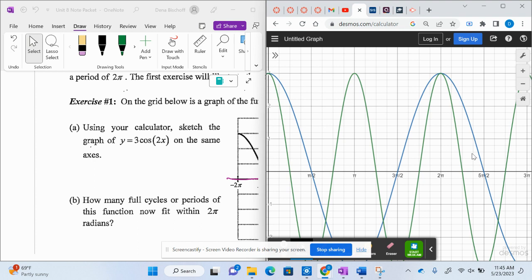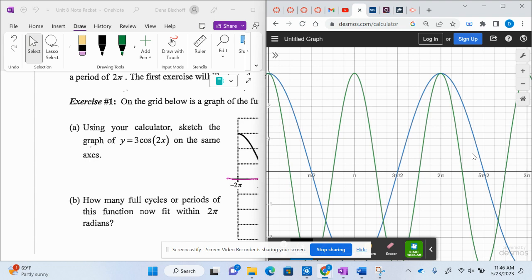Okay. Well, the blue graph is the function y equals 3 times the cosine of x. So if I were to just trace over this blue graph, and I know it goes off the page a little bit, I would see that it takes 2 pi for us to get through one whole cycle.